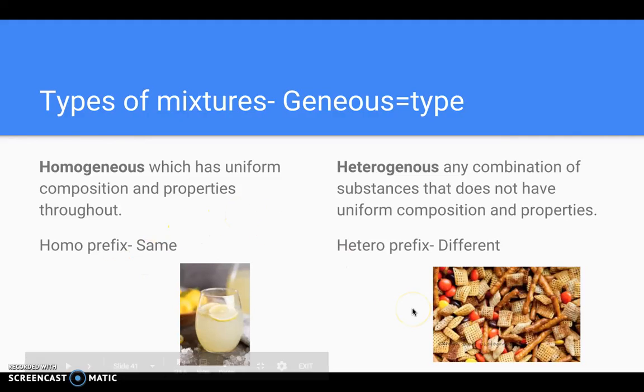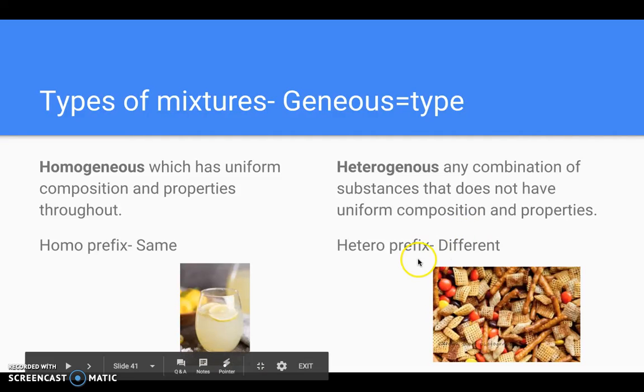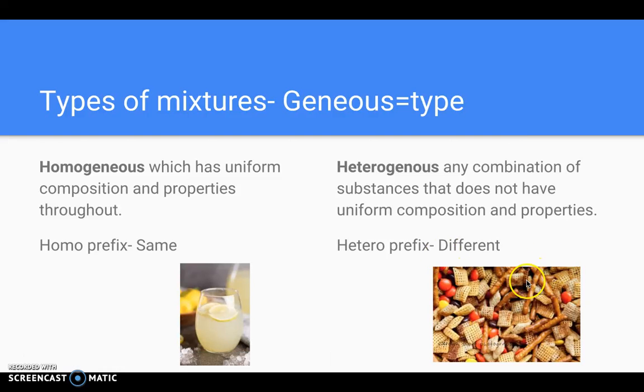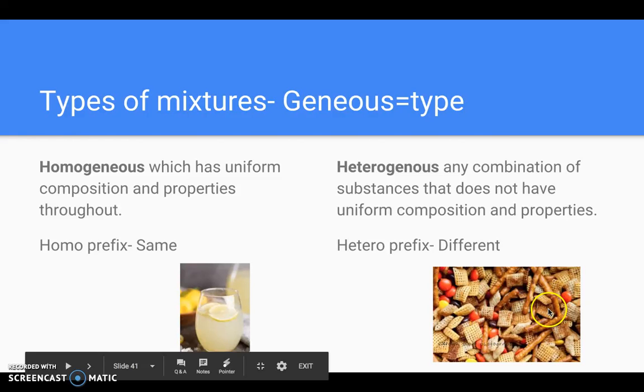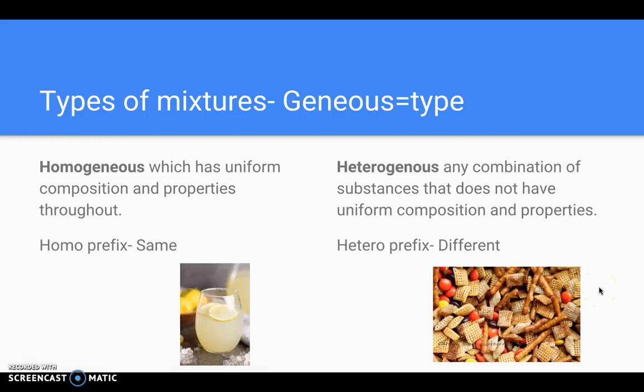Now, heterogeneous is a little bit different. It's any combination of substances that does not have uniform composition and properties. The hetero prefix means different. For example, this Chex Mix that I see here has M&Ms, Chex, and pretzels. If I were to leave this outside, the chocolate would obviously melt while the Chex would stay intact. These different snacks all have different volumes, shapes, textures, and colors. So not only are they more easily separated, but they also have various properties.